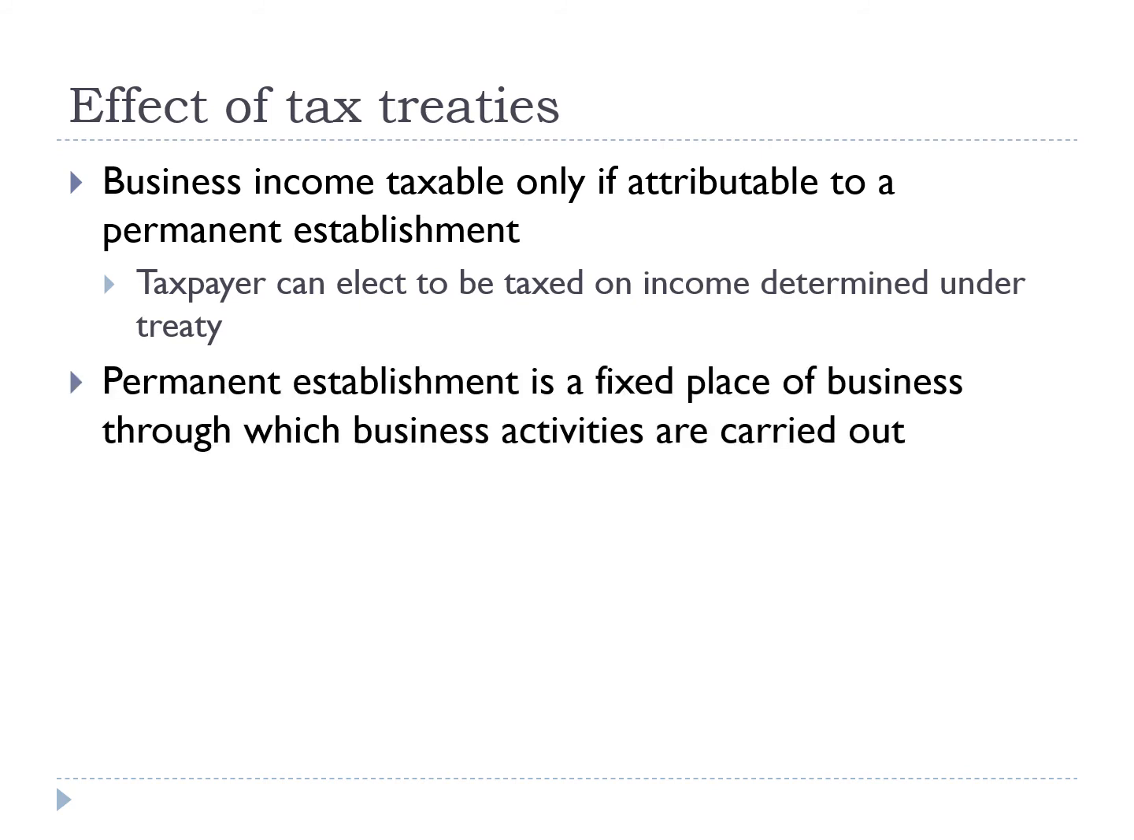A permanent establishment is a fixed place of business through which core business activities are carried out. A permanent establishment does not include fixed places of business that serve only auxiliary or ancillary roles in the business. These latter include, for example, warehouses used only to store merchandise.